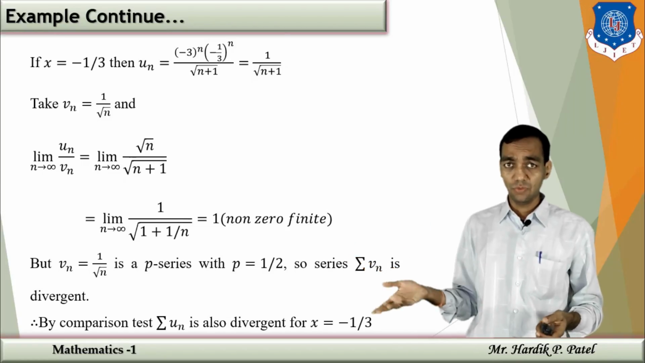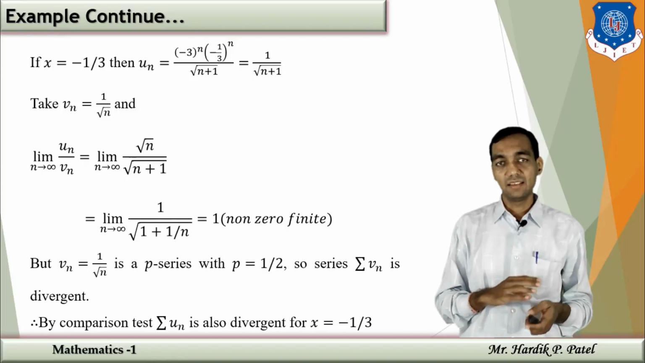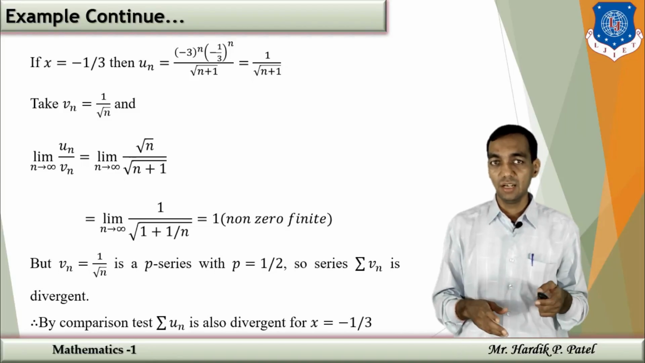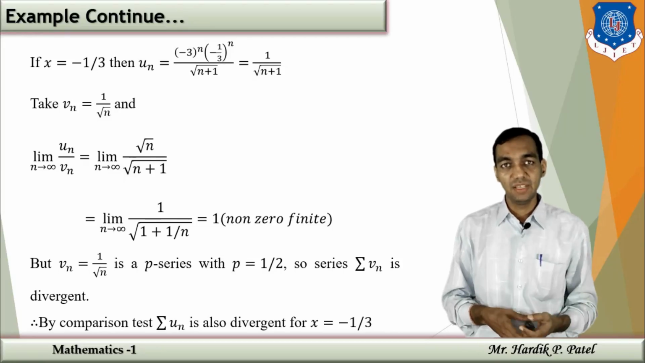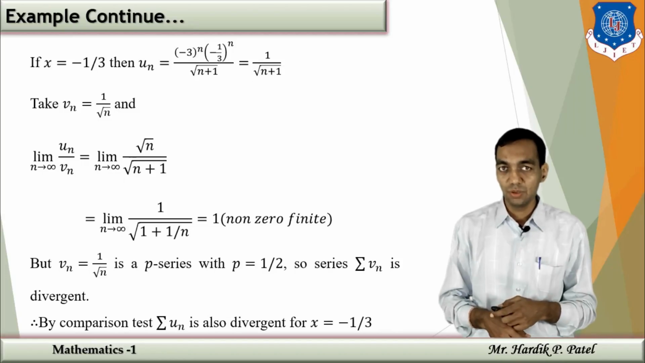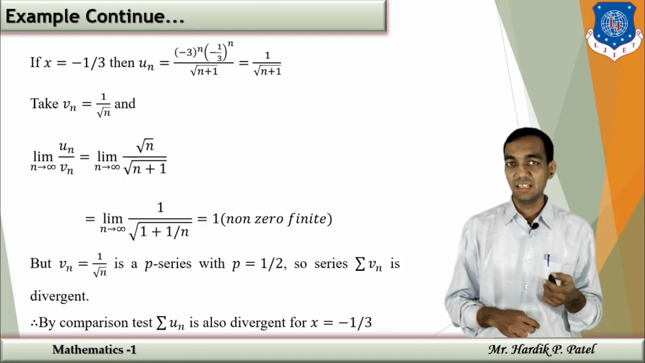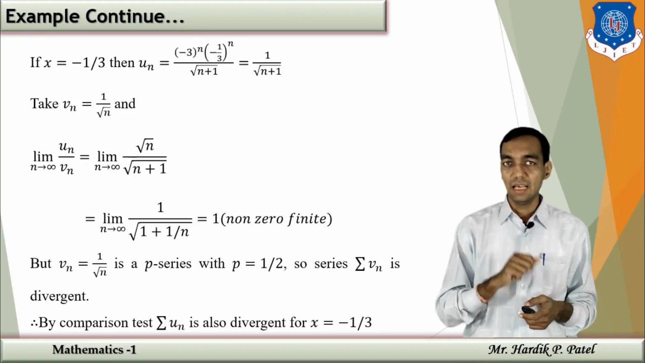1 is non-zero finite, so by the comparison test this series is either convergent or divergent, depending on the behavior of vn. Now sigma vn is a P series, with p equal to 1 by 2, because 1 upon n root n, that means n raised to 1 by 2. Now for p equal to 1 by 2 your P series is divergent.